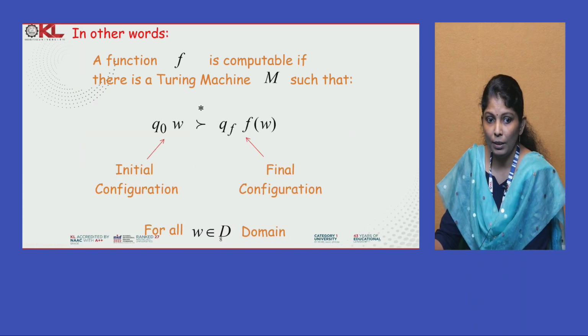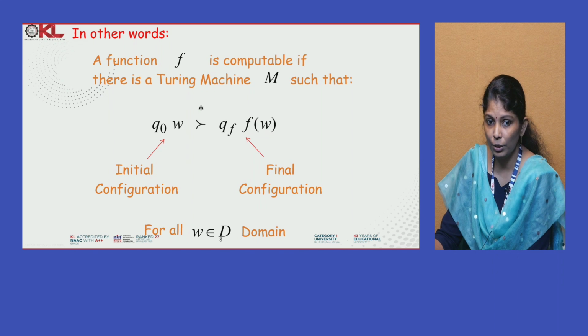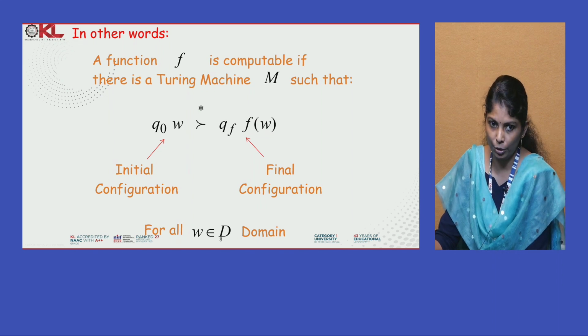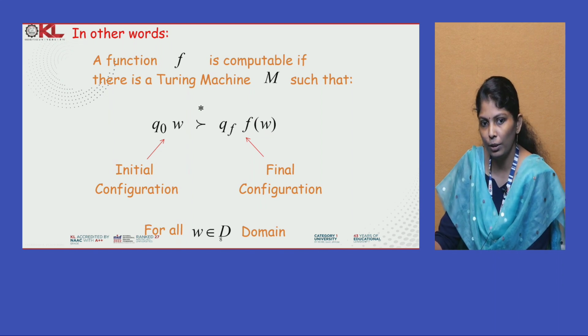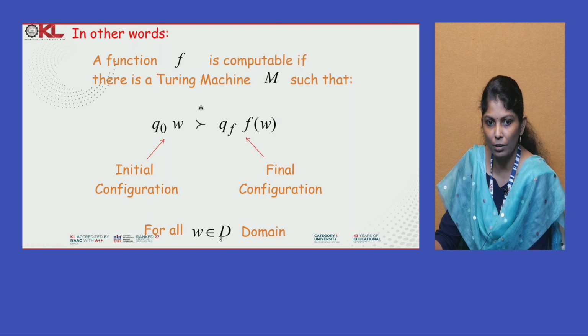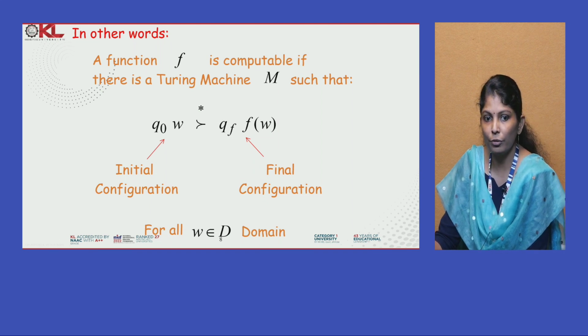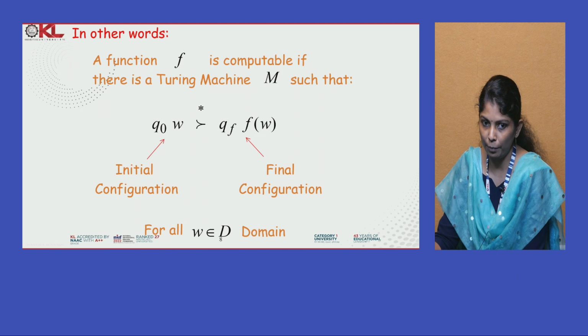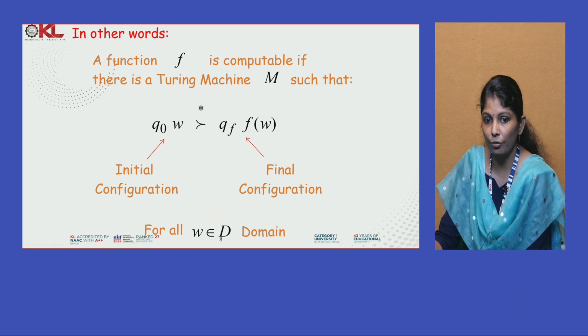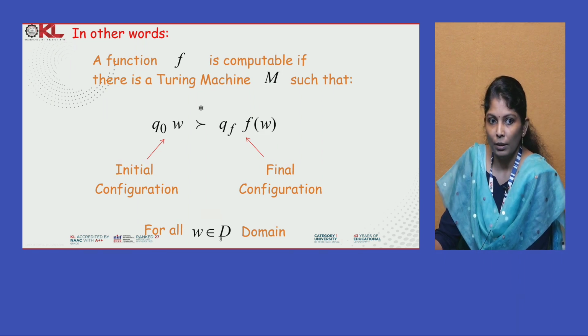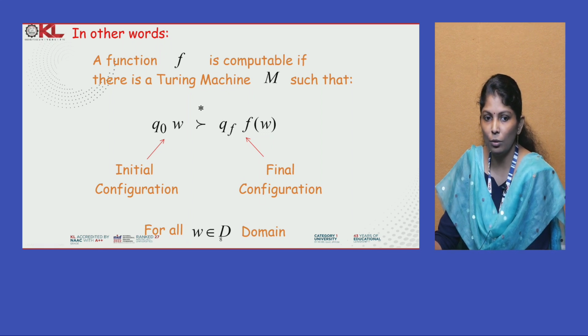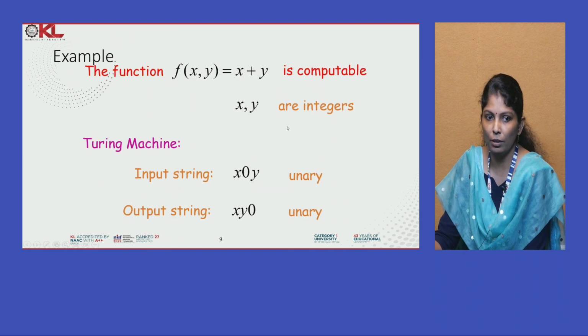For example, this is the initial configuration Q0 w, where Q0 is the initial state and w is the input, and after many transitions it should reach QF. The configuration should be QF f of w, where f of w is the answer of the function. Then a function f is computable if there is a Turing machine M such that it can go through these configurations from the initial configuration to the final configuration.